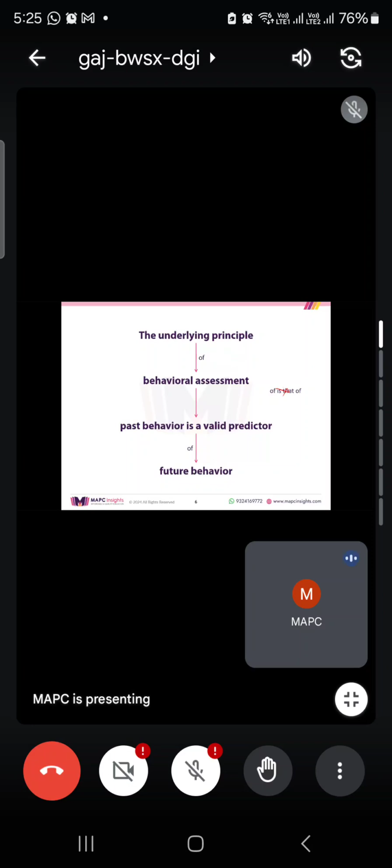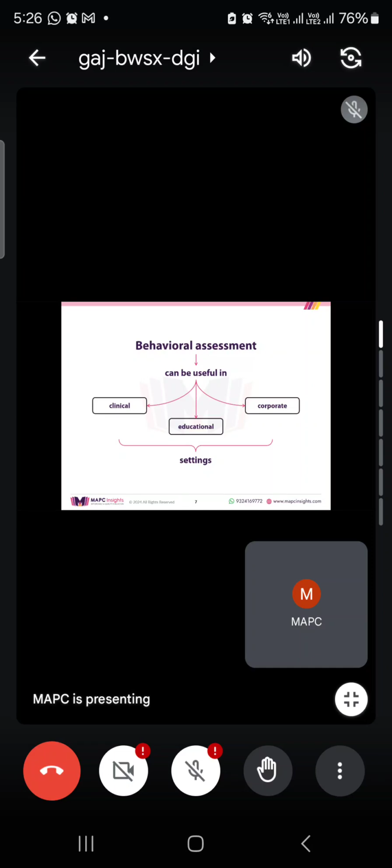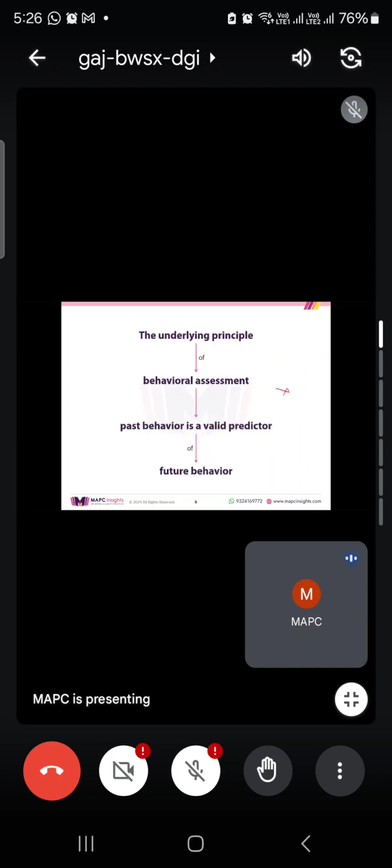The underlying principle of behavioral assessment is that past behavior is a valid predictor of future behavior. Whatever we did in the past, history repeats. In the same way, behavior also repeats. So how we behaved previously, based on that, it is easy to predict how we will behave in the future.